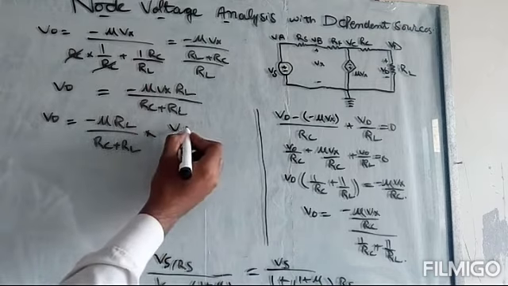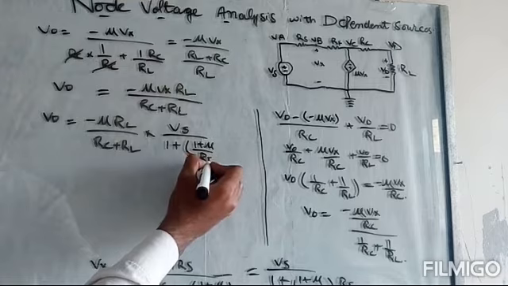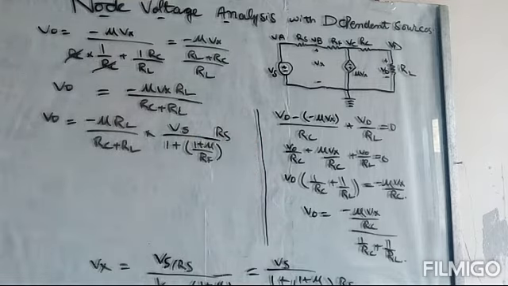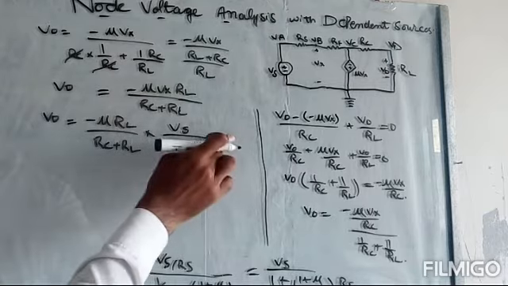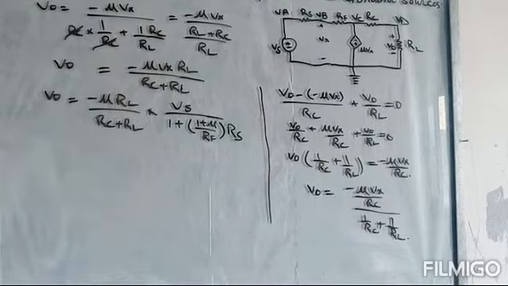Vx is equal to Vs divided by 1 plus mu over Rf multiplied by Rs. So this is our V0. We want to find the ratio K, which is V0 over Vs.